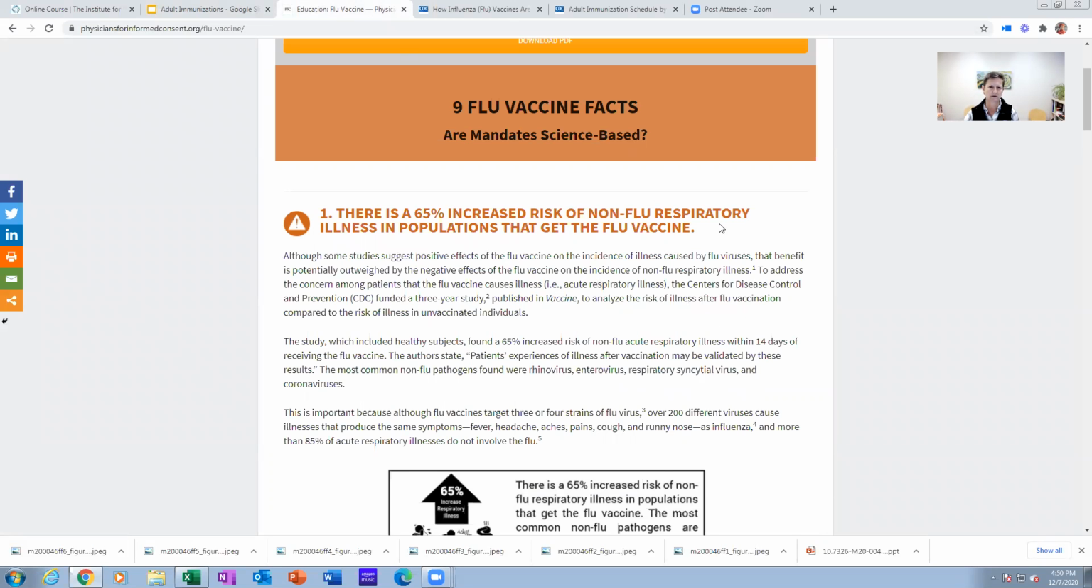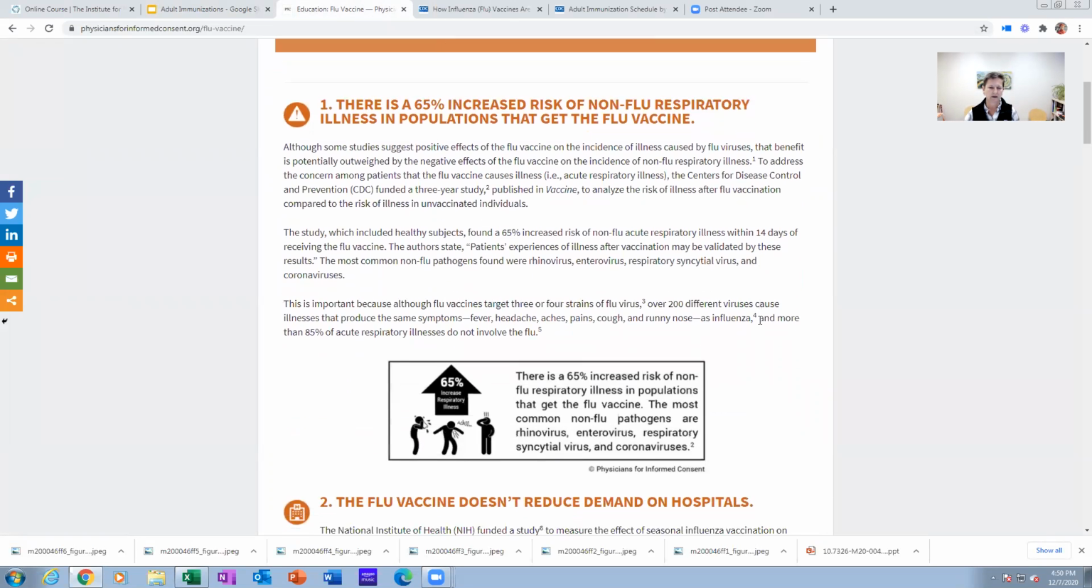So interesting things about flu vaccine, and this is referenced, and you'll see that at the bottom. There's this question about a 65% increase of non-flu respiratory illness in populations that get the flu vaccine, and it's really within 14 days of the flu vaccine. So it's interesting, and you could get another thing that would be fever, headache, aches, pains, cough, all of those same things. So there is a risk.